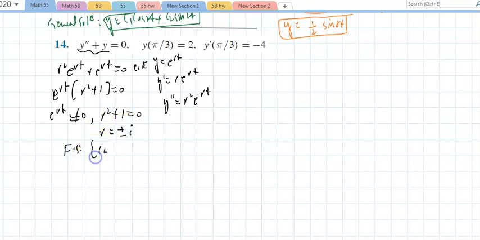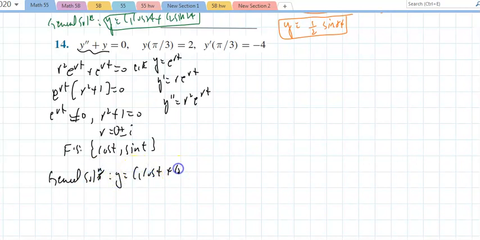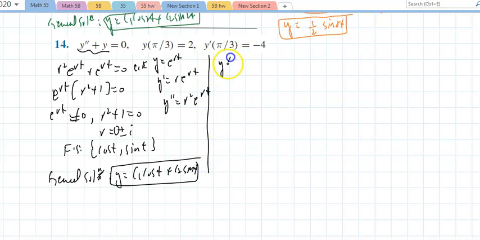Fundamental set would be cosine of t and sine of t, because e to the 0 is 1. And the general solution would be y equals c1 the cosine of t plus c2 the sine of t. And if I proceed and figure out what those are, well, let's see. y of pi over 3, that's going to be c1. Cosine of pi over 3 is 1 half. Sine is radical 3 over 2. And that's going to equal 2.